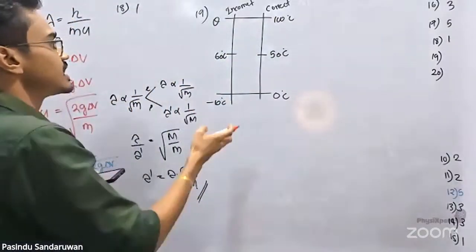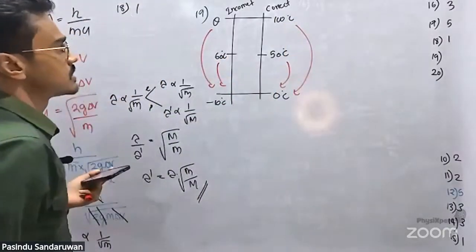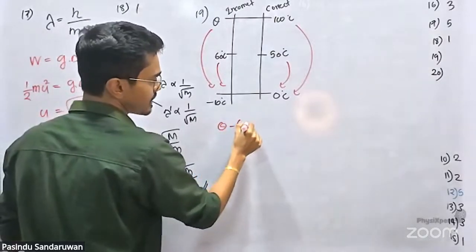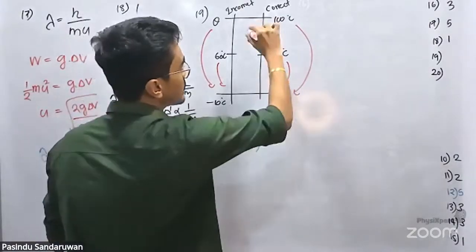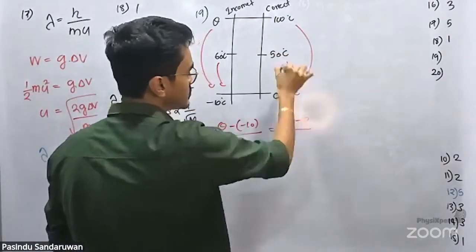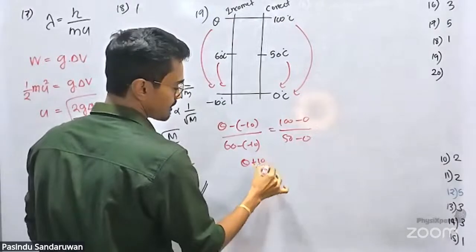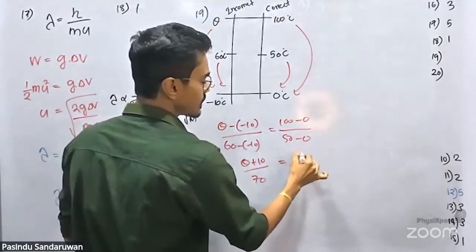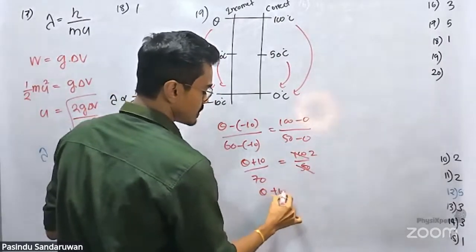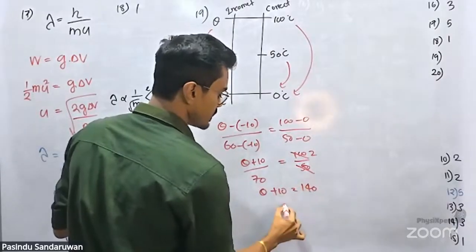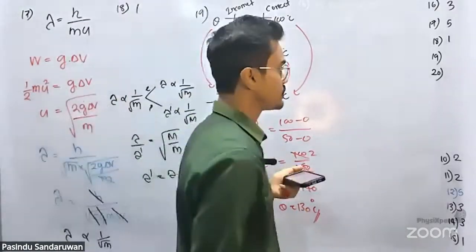just write down the ratio like this to this and this to this. Theta minus minus 10 over 60 minus minus 10, and here 100 minus 0 over 50 minus 0. Just write the ratio. Theta plus 10 over 70 equals 100 over 50, which is 2. Theta plus 10 equals 140. Theta equals 130. For 19, answer 4.